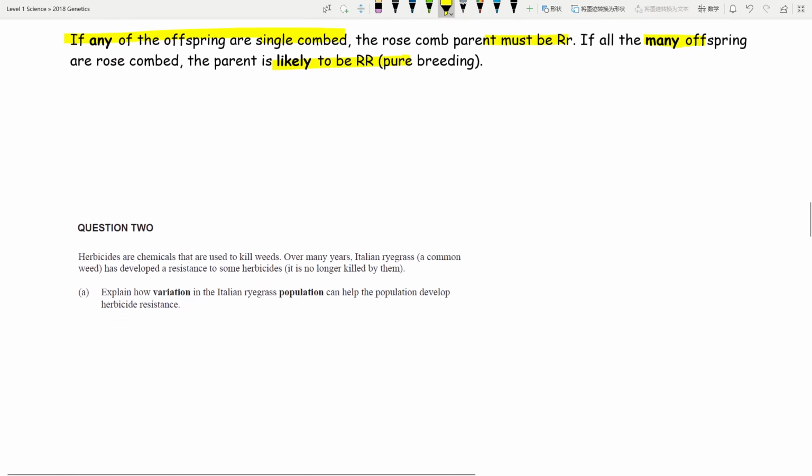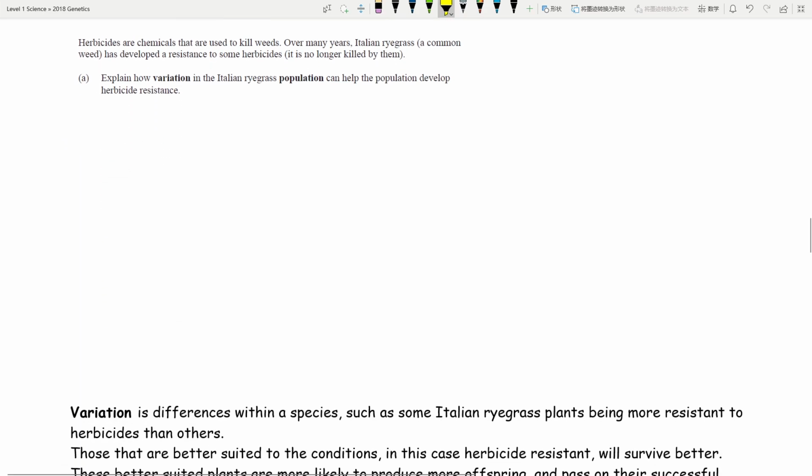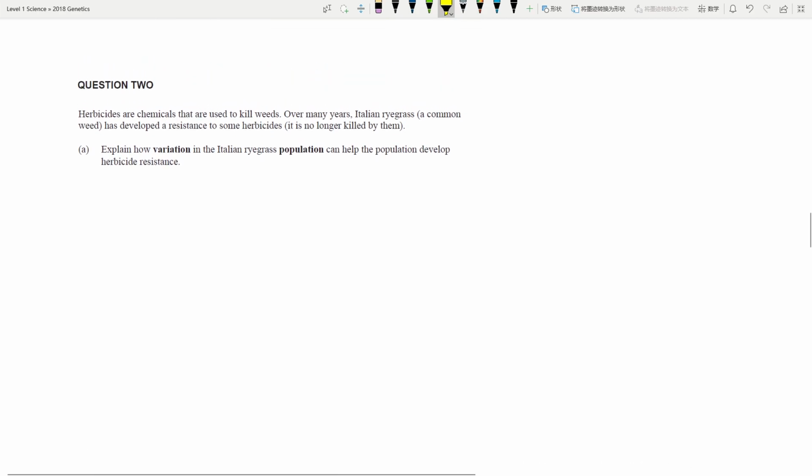Let's move on to question 2. This is looking at herbicides. Herbicides are chemicals that are used to kill weeds, in this case ryegrass. Explain how variation in the population can help the population develop resistance to some herbicides so it doesn't get killed. Look at that, it's no longer killed by them. Oh my god, they really break it down for you, don't they?